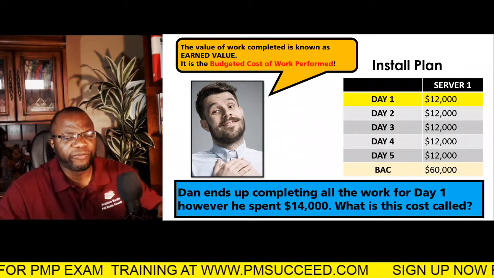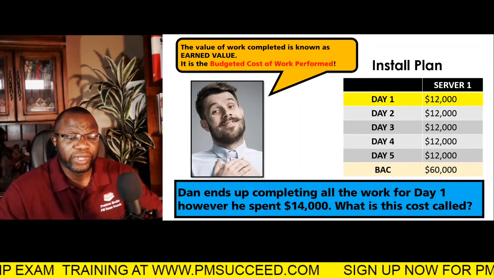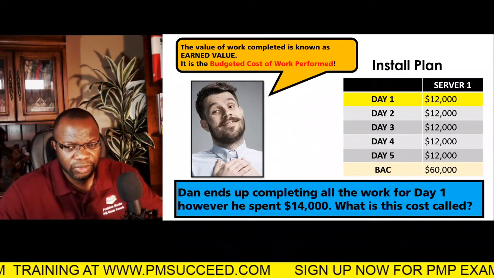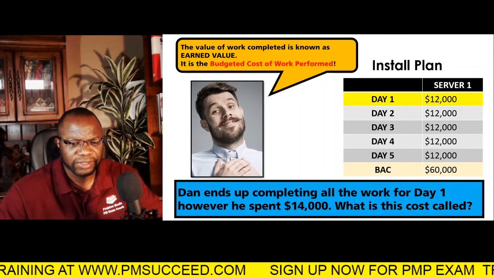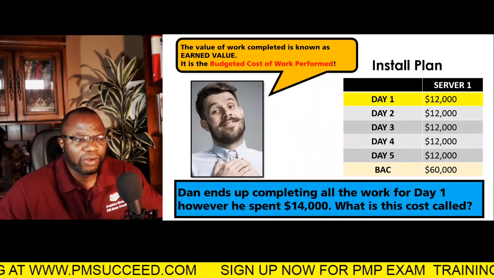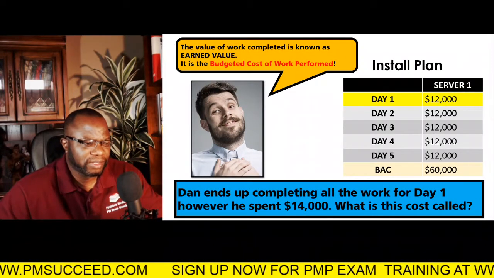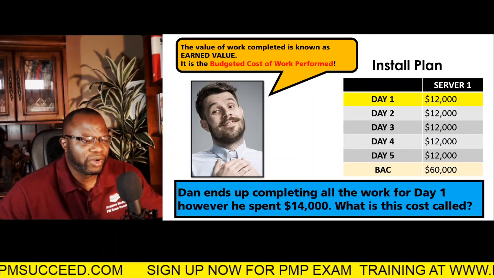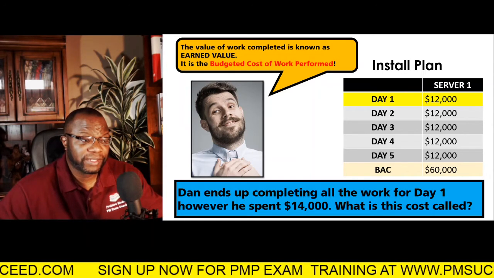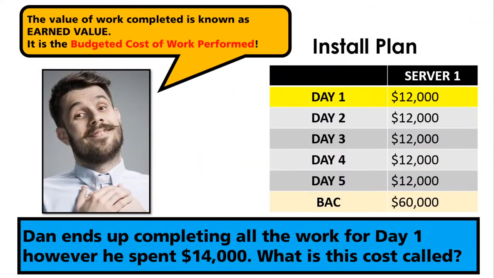You accomplished all of it, so the budgeted cost of work performed, you performed all of it. Now, if you only performed 50% of it, then the budgeted cost of work performed would have to be 50% of what you budgeted for that work, which would have been $6,000. Does that make sense? So, Dan ends up completing all the work for day one. However, he spent $14,000. So have you ever been on a project where you got all the work done, but you spent more money for a task, for a phase? Well, that's exactly what this is referring to.